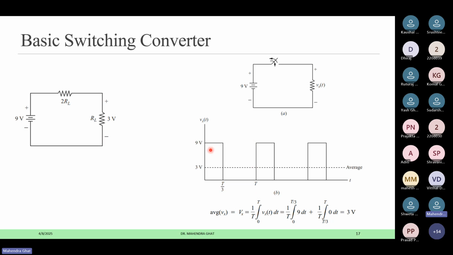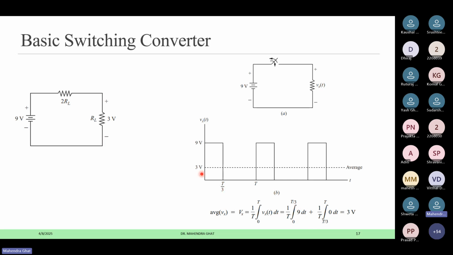Average means the integration over the period. So we integrate this waveform from 0 to T: 1 upon T times the integral of the voltage V(t) dt. Now, as we want 3 volt, and we can vary this to different values, I kept the on-time at 1/3 of the period.